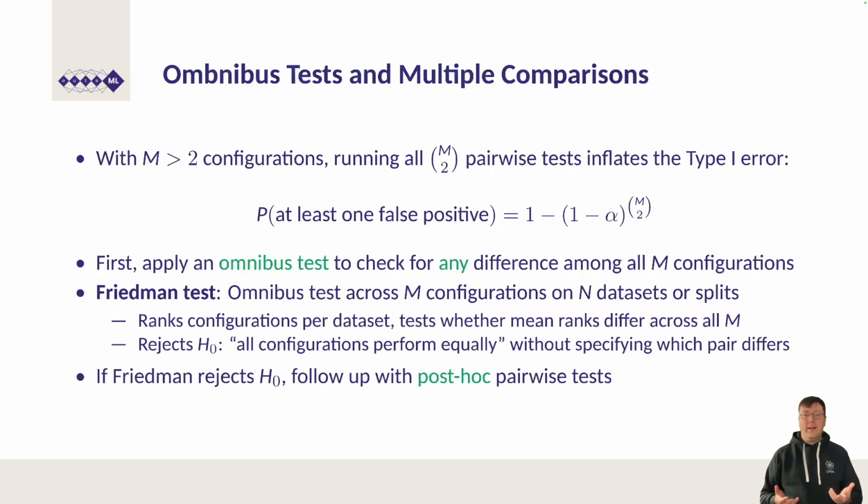For each dataset, the configurations are ranked by performance. The Friedman test then checks whether the mean ranks differ across configurations more than would be expected by chance. Crucially, it makes no claim about which pair of configurations differs. It only rejects or fails to reject the global null hypothesis that all configurations perform equally. If the Friedman test rejects H0, we then proceed to post hoc pairwise comparisons with appropriate correction for multiple testing.